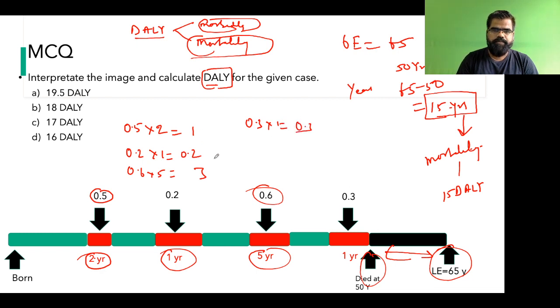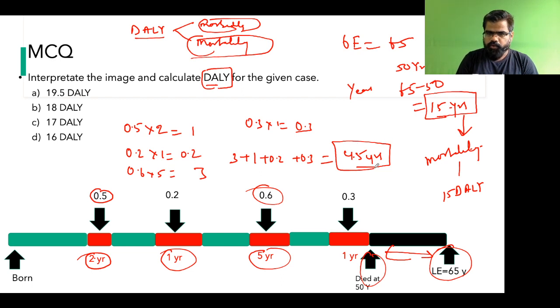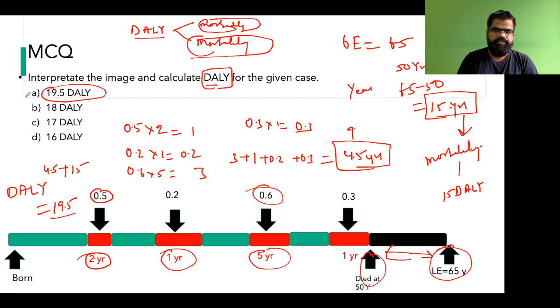So if you see, student, it becomes 3 plus 1 plus 0.2 plus 0.3, so it becomes 4.5. So for 4.5 years this person was not in good health, was disabled, or was severely sick, was in a morbid condition. So this much he also lost due to morbidity. As I said, DALY measures both. So 4.5, which is due to morbidity or disability, plus 15. So total DALY lost is 19.5. So the answer is 19.5 DALY.